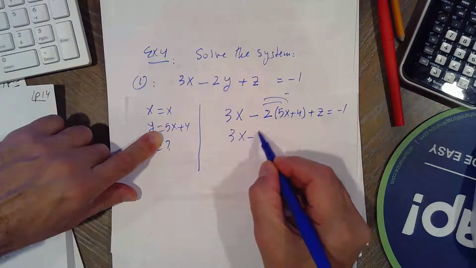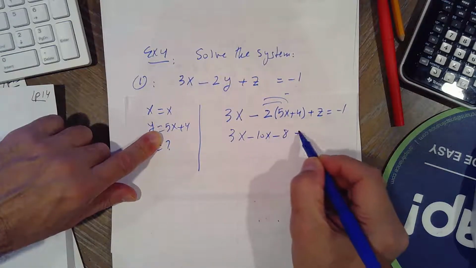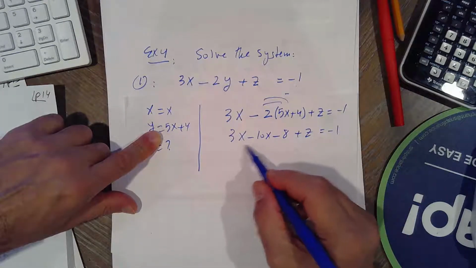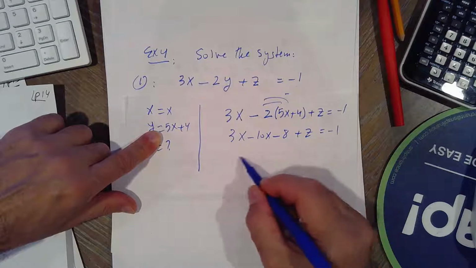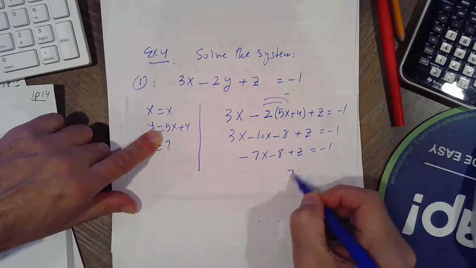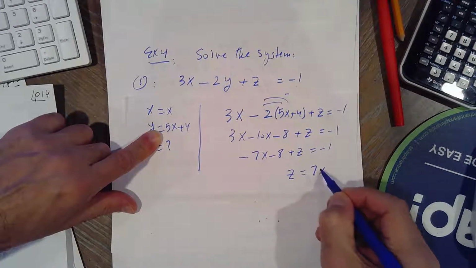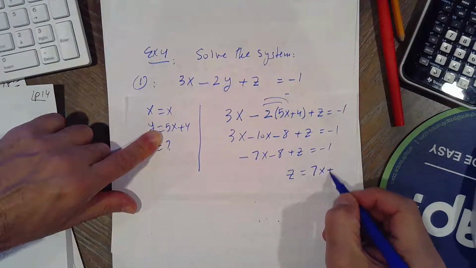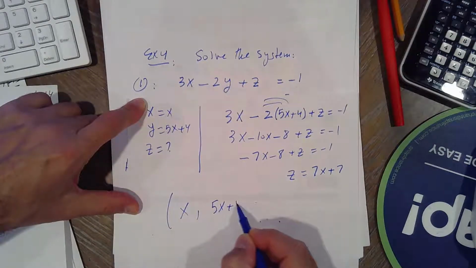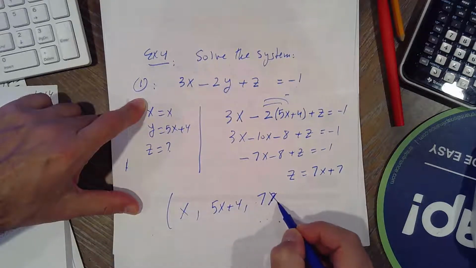Distribute: 3x minus 10x minus 8 plus z is negative 1. So that's negative 7x minus 8 plus z is negative 1. So z is 7x, add the 8, you get plus 7. So x is x, y is 5x plus 4, and z is 7x plus 7.